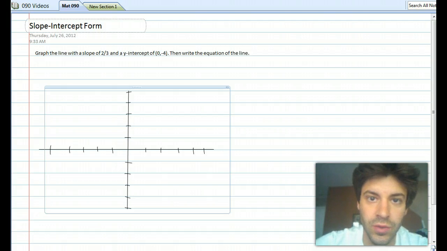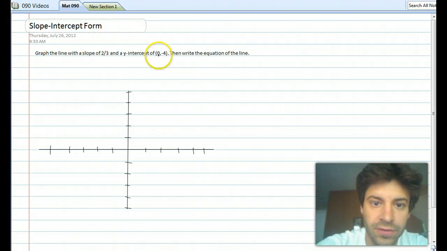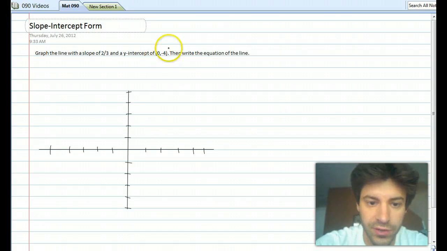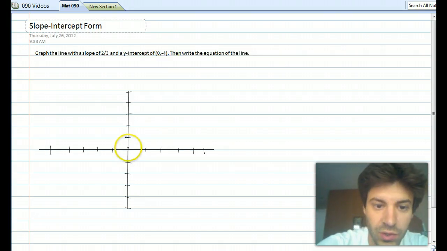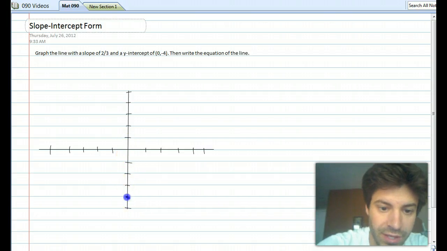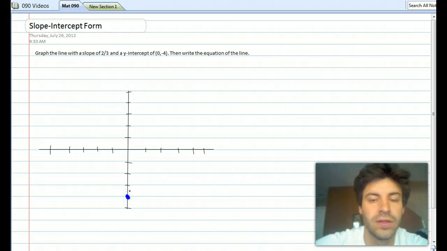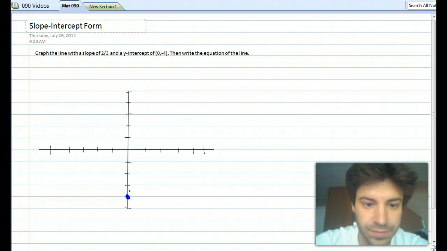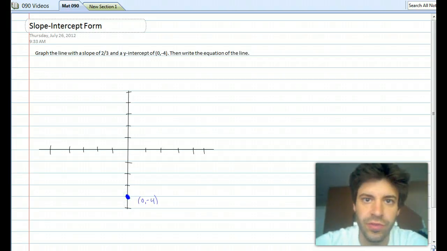So let's start with the graph, and let's start with the y-intercept. The y-intercept is just a point, (0, -4). We know how to graph points. We go 0 right or left, and we go 4 units down. So the y-intercept of this line that we're going to be graphing is right there. It's (0, -4).